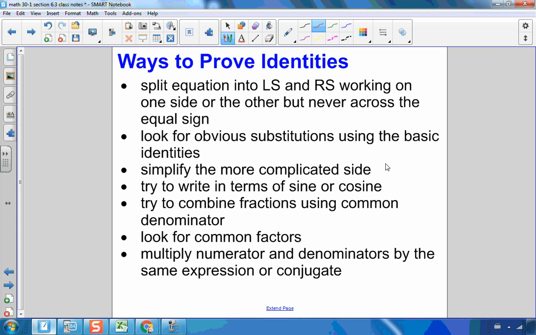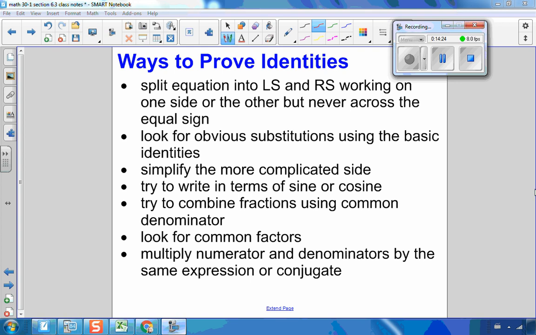Always work on the more complicated side. And I find that the majority of the time it works really nicely to work in terms of sine or cosine. I also look at combining fractions using a common denominator. Sometimes I'll multiply by a conjugate, or I look for common factors. So this is by no means an exhaustive list. It's just kind of what I try.